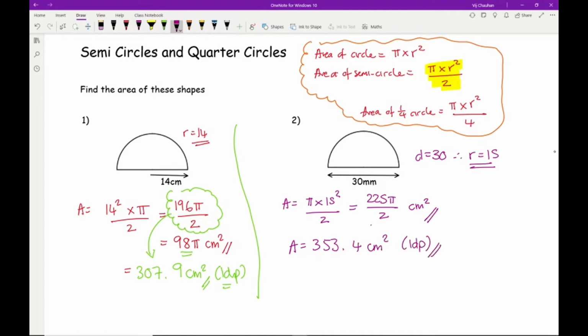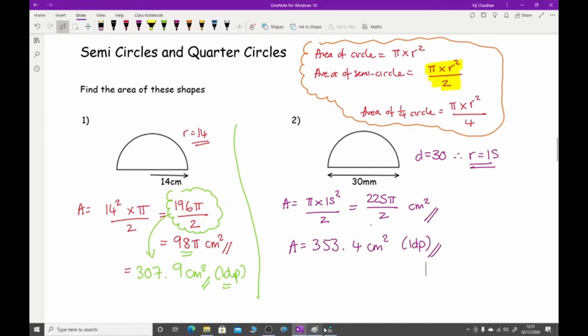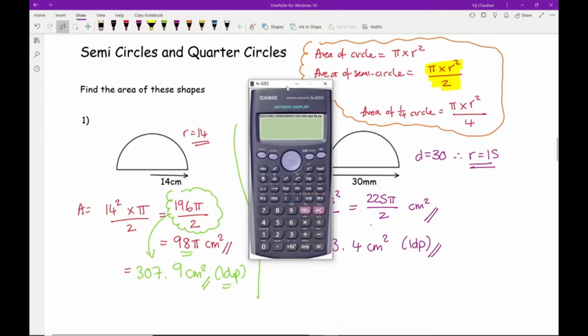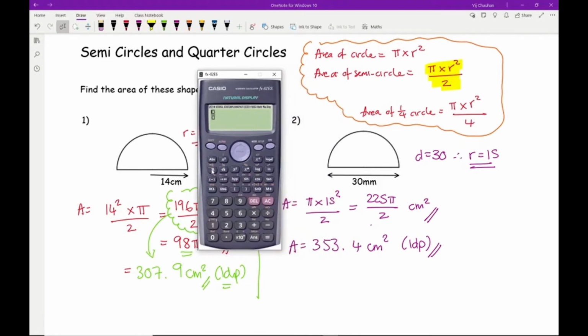And again, if I want to do this on my calculator, if I can just load it up, there we go. So let's just clear our previous question. What I'll do is set up my fraction button. It's not necessary, but I'm going to do 15 squared times shift and pi, and then scroll down, divided by 2, equals, and you can see it gives me 225 over 2 pi, which is my answer in terms of pi. Press the SD button and you can see that it's given me the answer in its exact form.